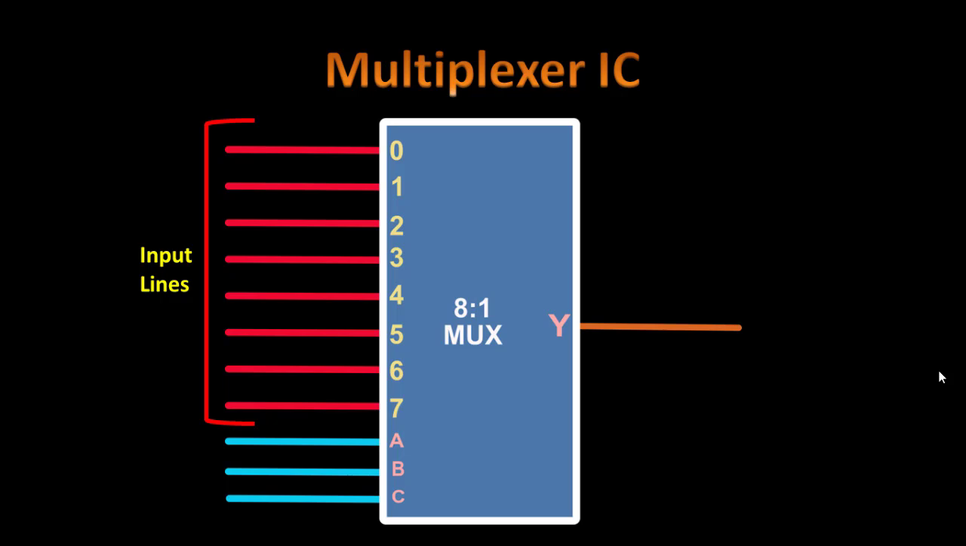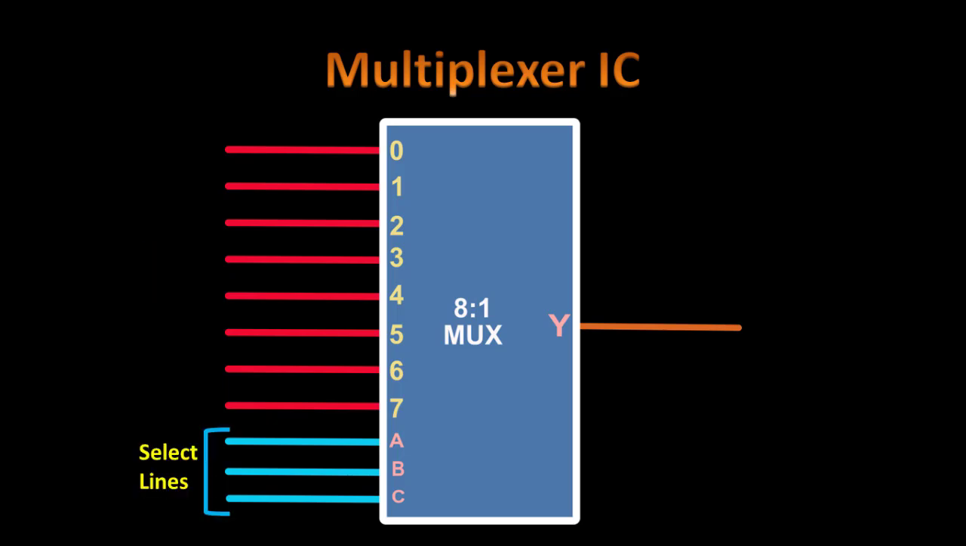We are using an 8:1 multiplexer, so there are 8 inputs and 1 output. These are the 8 input lines. Then you can see the select lines, there are 3 select lines. Why are there 3 select lines? Because 2 raised to 3 is 8, therefore we need 3 select lines to select any of these inputs. Then we have only one output line. So this is the multiplexer, many inputs and a single output.